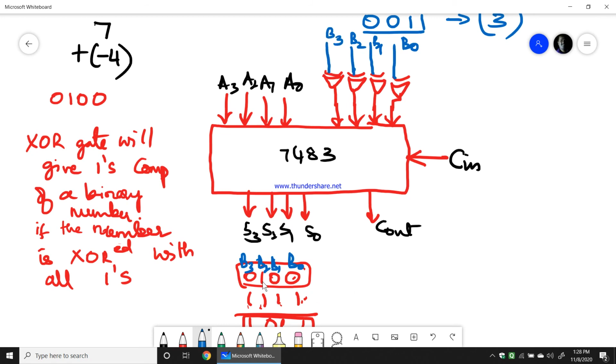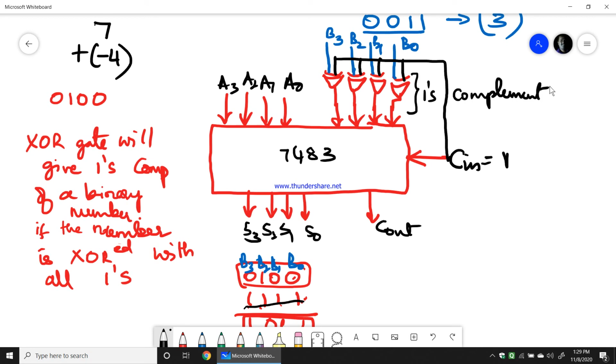So this should be XORed with all ones. Therefore, I will connect C into the second inputs of all the XOR ICs. So the second input of all the XOR ICs is this. I will connect this to C1, and now Cin I'll make it as 1. So now Cin equals 1. Therefore, each second input is 1, and that will be XORed with the data you give for B0, B1, B2, B3 to give a 1's complement. So this will give the 1's complement.